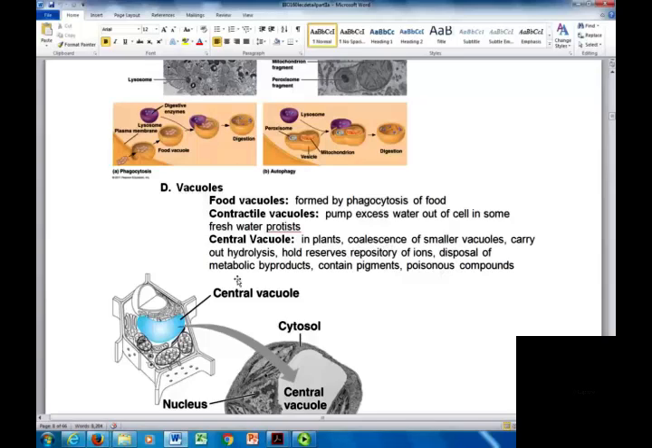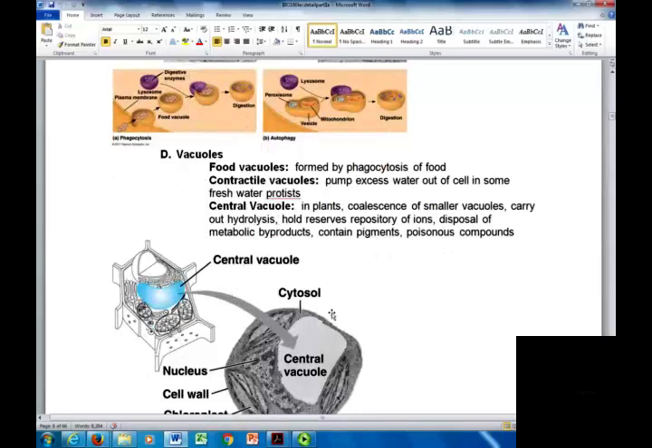It's like having a boat that has a leak in it. Unless you're constantly pumping the water out, it's going to fill with water and sink. The central vacuole, this is found in plants, and a lot of times it's formed by the coalescence of smaller vacuoles. It can carry out hydrolysis, it can hold reserves of repository ions, be involved for disposal of metabolic byproducts, can contain pigments or poisonous compounds. So in the morning, most of you are probably consuming something that is stored in a central vacuole in a plant. One example would be caffeine.